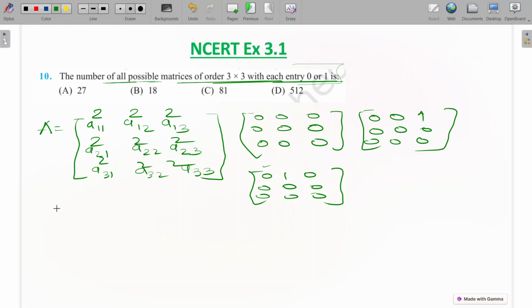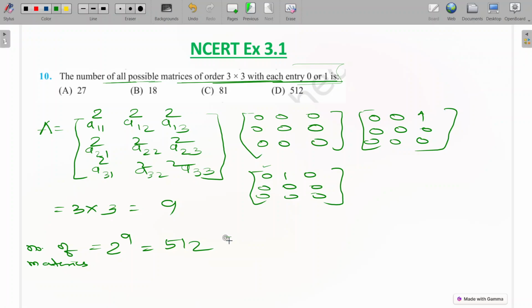So total number of elements is 9, since 3 cross 3 is equal to 9. So the number of possible matrices is 2 multiplied for each element. Like every time we have two options, 0 or 1, we can keep exchanging them and the number of matrices can change. So the number of matrices will be 2 to the power 9.